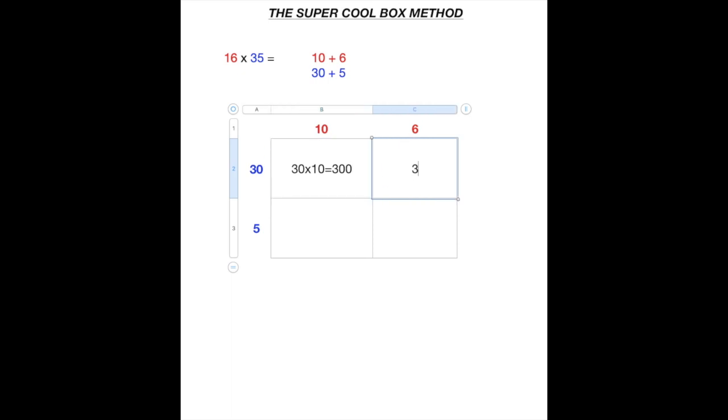Here we have 30 times 6. Again, the 30 from that row and the 6 from that column. 30 times 6. Well, 6 times 3 is 18. And then don't forget the 0 for the 10.